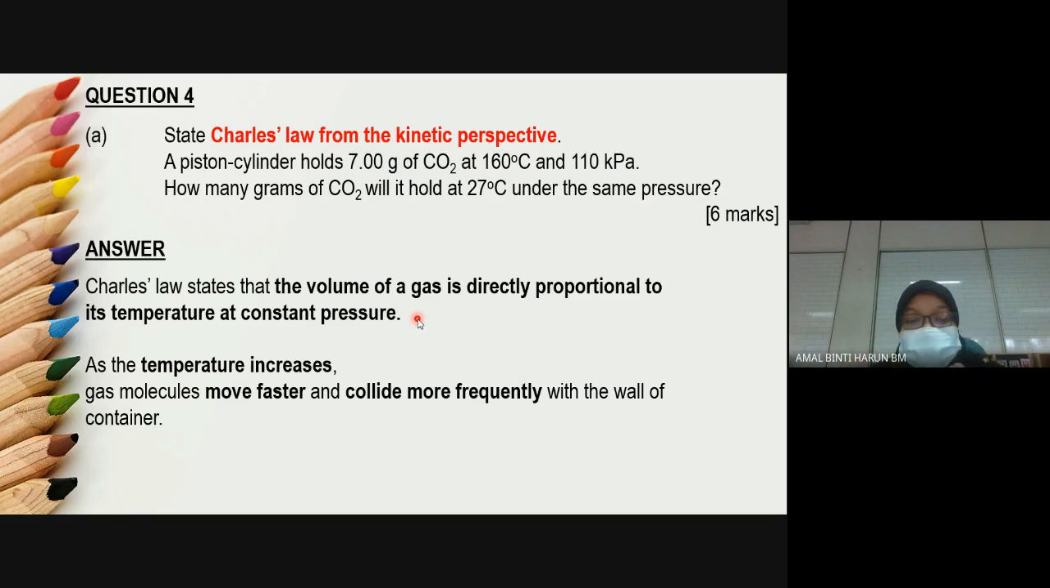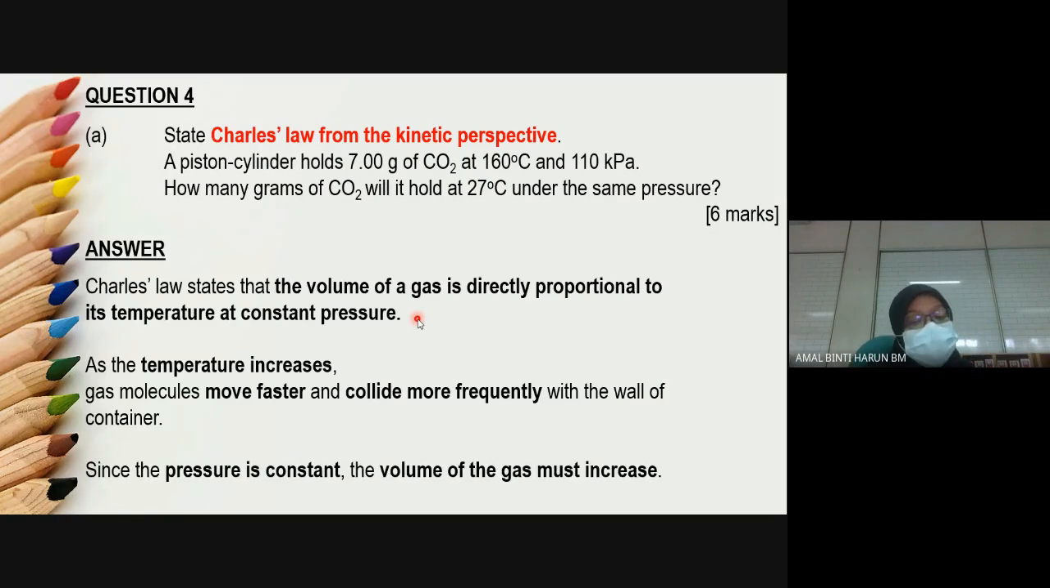So they are colliding with each other and moving faster, and the pressure is higher. Sorry, the pressure is kept constant. So the volume is bigger. The collisions cause the pressure to be high, but since we want to make sure the pressure is constant, the volume is enlarged. Or simply, if we heat a gas, we see the gas expansion. It's because of the volume increase.